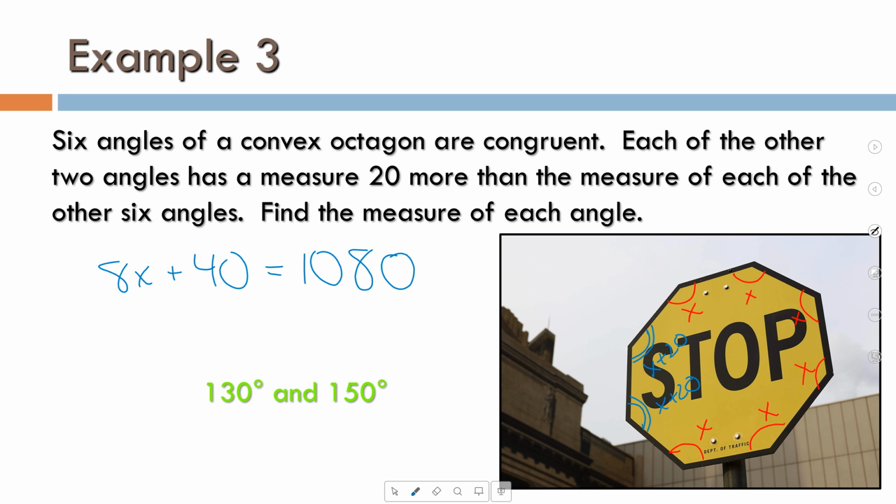Remember, more than is addition, times is multiplication, less than is subtraction when you get into those word problems.